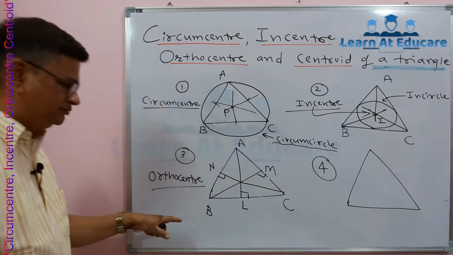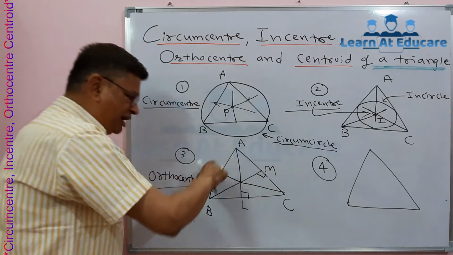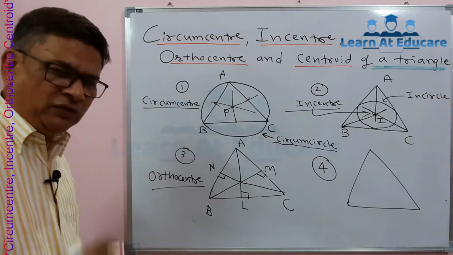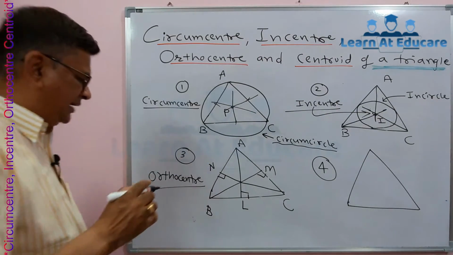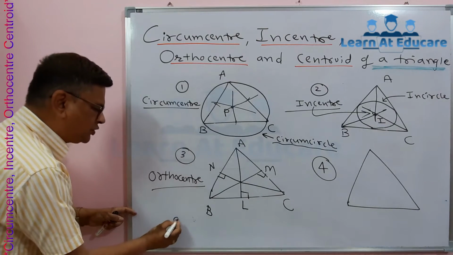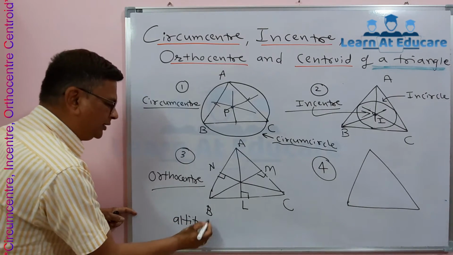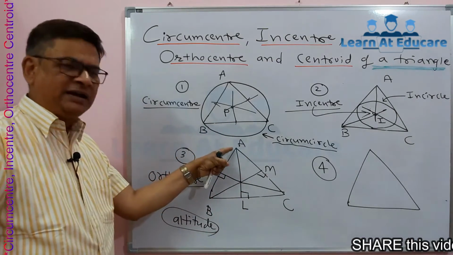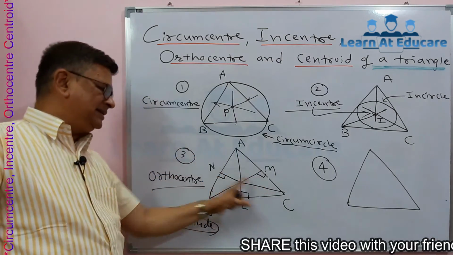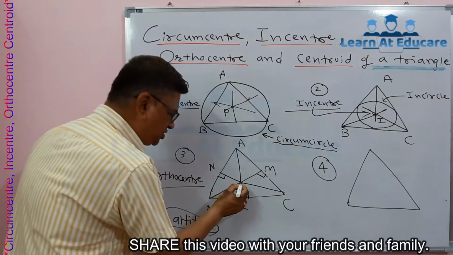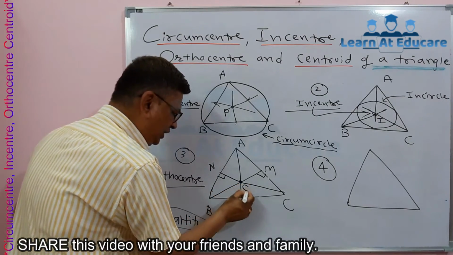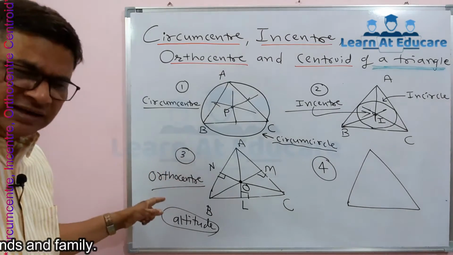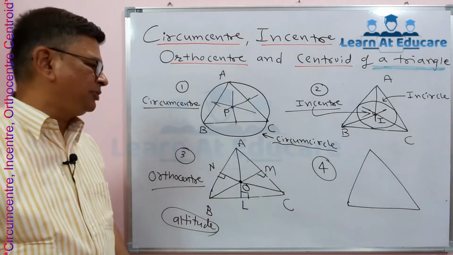this side AB. I repeat, we have taken triangle ABC, we have drawn from each vertex a perpendicular to the opposite side, then each perpendicular is called an altitude of the triangle, and a triangle has such 3 altitudes. They are AL, BM and CN, and can you observe, this point of intersection O is called the orthocenter. So what is orthocenter? It is the point of intersection of 3 altitudes of a triangle.